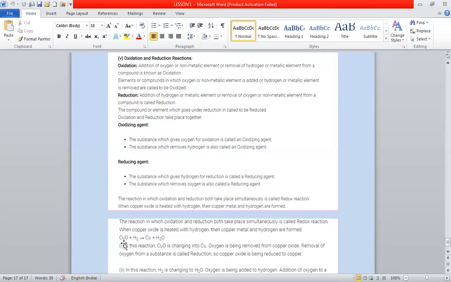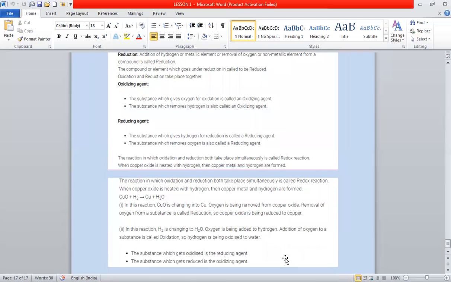Here, oxygen is removed from copper oxide, so copper is reduced and hydrogen is oxidized. In this reaction, copper oxide is changing into copper, oxygen is being removed from copper oxide. Removal of oxygen from a substance is called reduction. So copper oxide is reduced to copper.